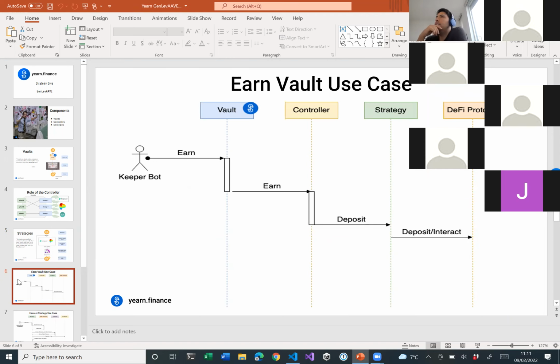On the vaults, you have a function called earn, and that's how you kick the whole process off. The earn function is called on the vault. It interacts with the controller, which then calls the deposit function on the strategy. At that point, you interact with the third-party DeFi protocol.